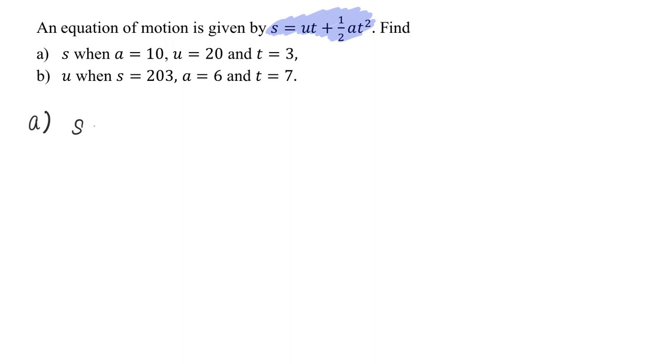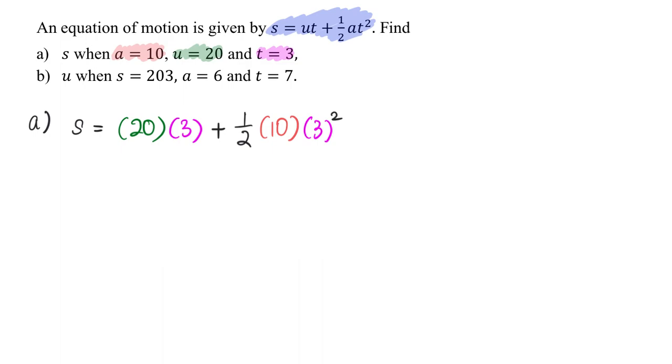So my S would then be equals to my U is 20, my T is 3. So 20 times 3 plus my A. My A is 10. So it will be plus half times my 10. T is 3 square. And this will give me a value of 105. Done.